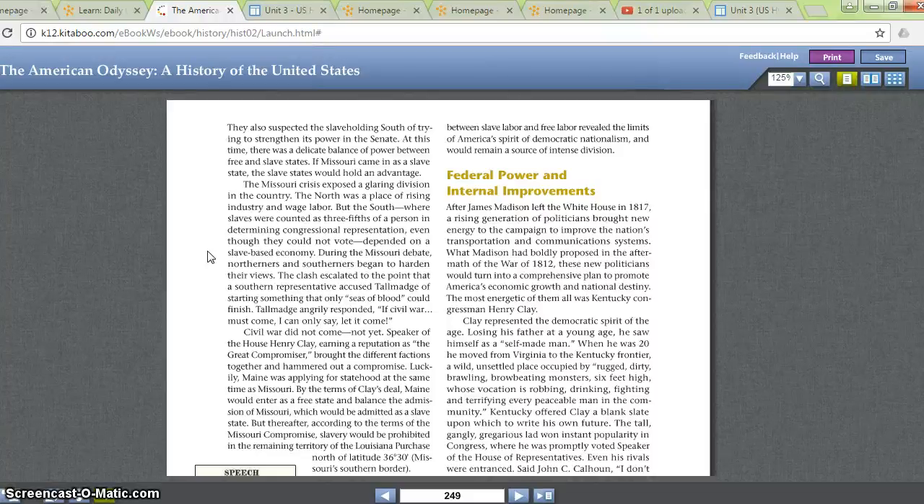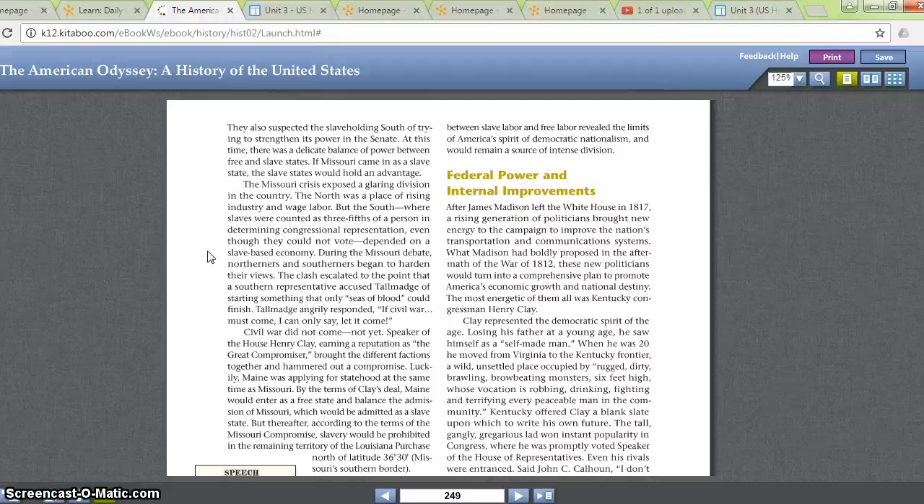During the Missouri debate, Northerners and Southerners began to harden their views. The clash escalated to the point that a Southern representative accused Tallmadge of starting something that only seas of blood could finish. Tallmadge angrily responded, "If civil war must come, I can only say, let it come." Civil war did not come. Not yet. Speaker of the House Henry Clay, earning a reputation as a great compromiser, brought the different factions together and hammered out a compromise.